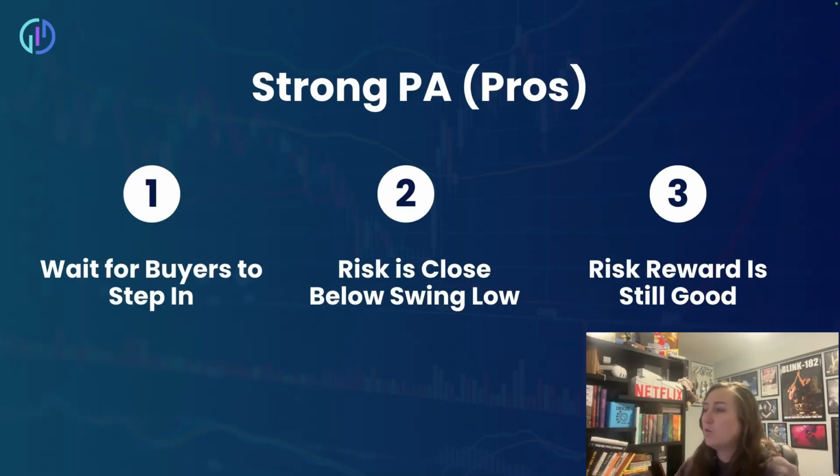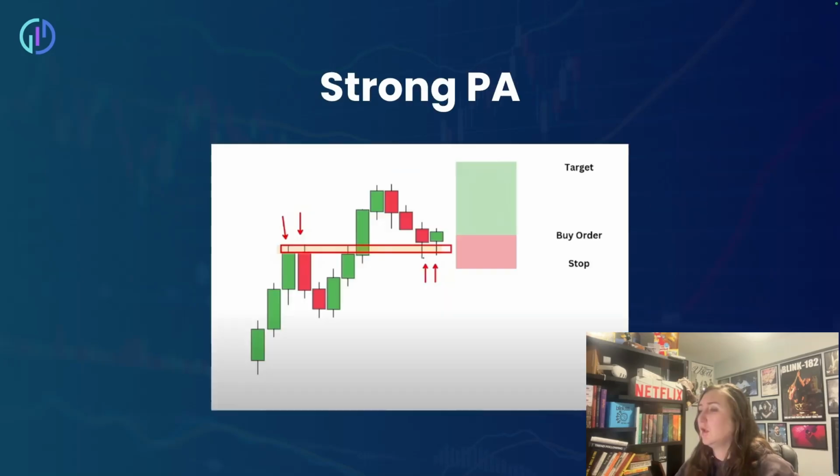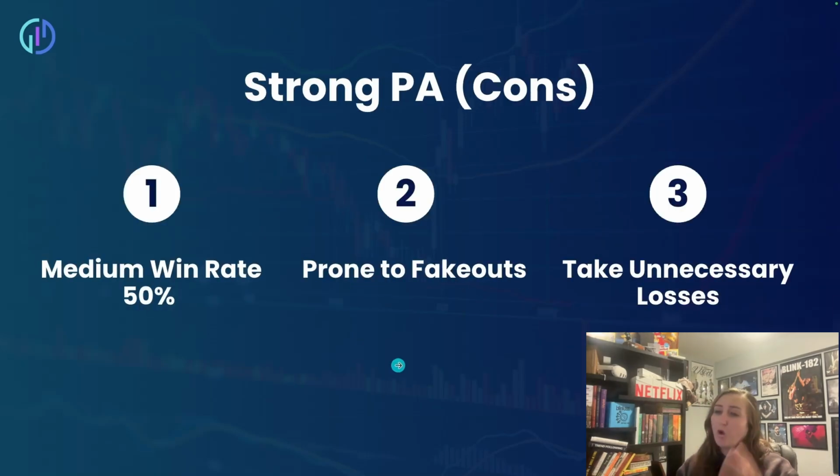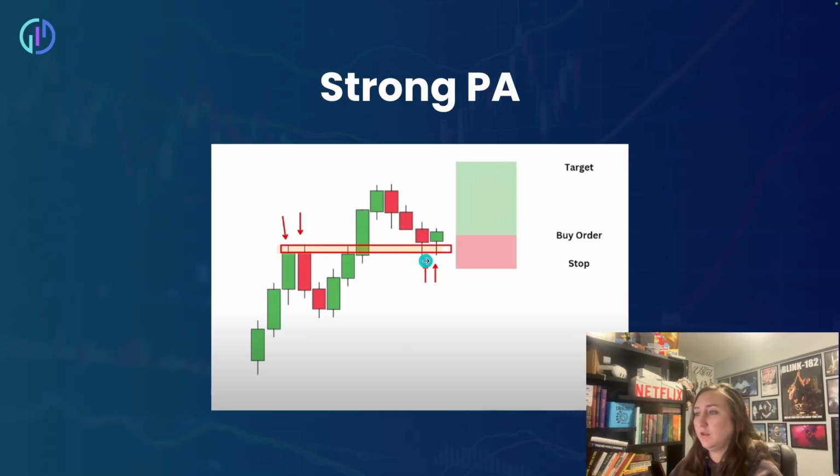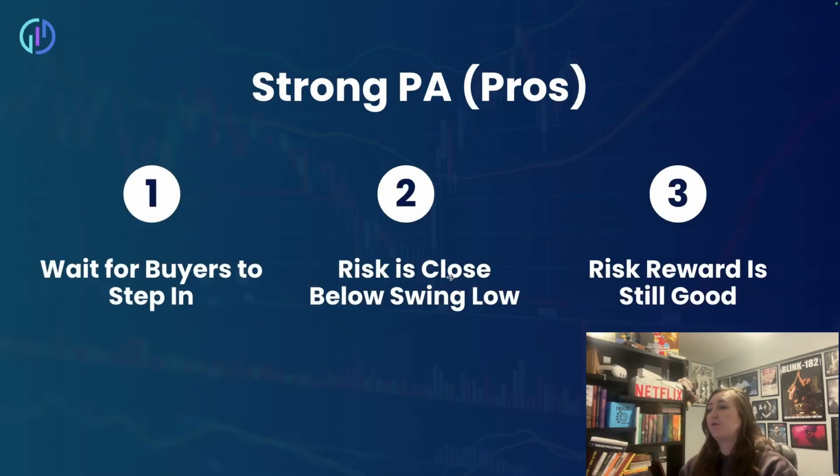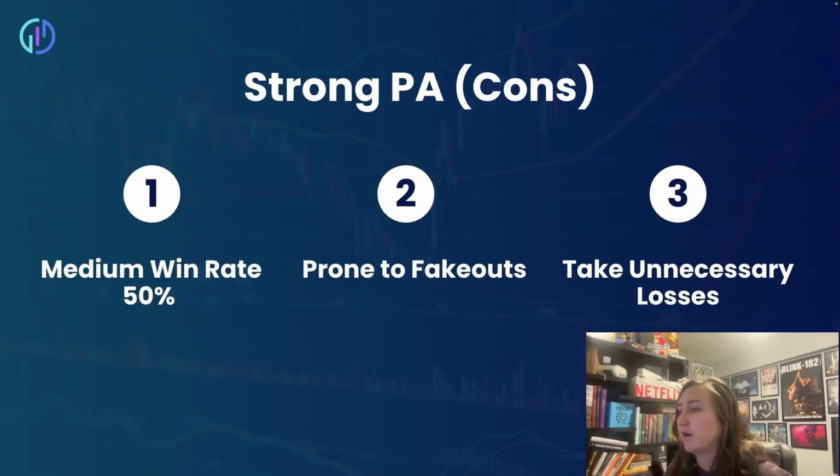So the third pro, once again, our risk reward is still good because we have moved our stop loss below this next swing low support area as opposed to the swing low. As for cons, we're probably going to have a medium win rate, right about that 50% range. We can still be prone to fake outs and we can still take those unnecessary losses just like the limit orders. So if we got these wicks down into the support area, but maybe this green candle was just a little bit of a fake move up, and then we get another bearish candle downward, that would be prone to those fake outs or taking those unnecessary losses.